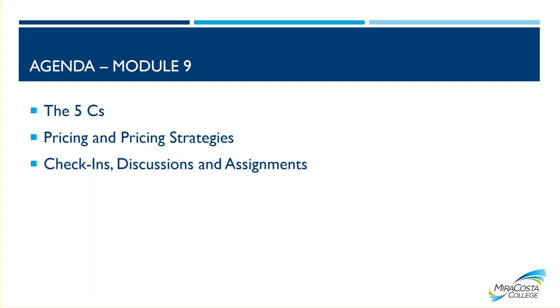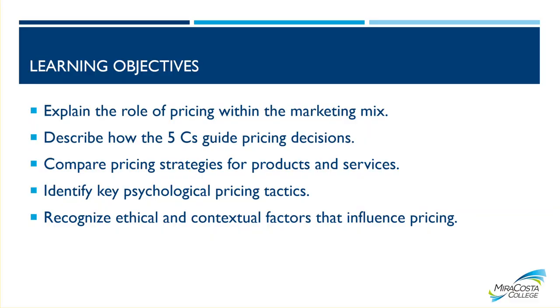and welcome to Module 9. In this module, we're going to be going over what we call the 5 C's, and we're also going to be going over pricing and pricing strategies. The learning objectives for this module is to explain the role of pricing within the marketing mix, describe how the 5 C's guide pricing decisions, compare pricing strategies for products and services, identify key psychological pricing tactics, and to recognize ethical and contextual factors that influence pricing.